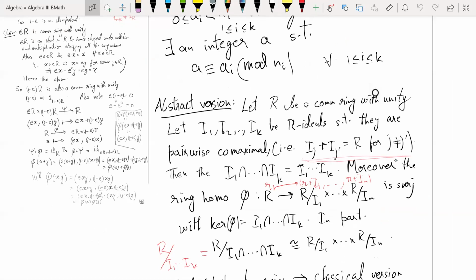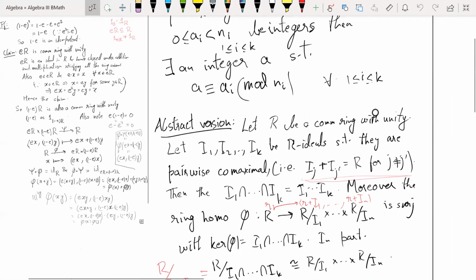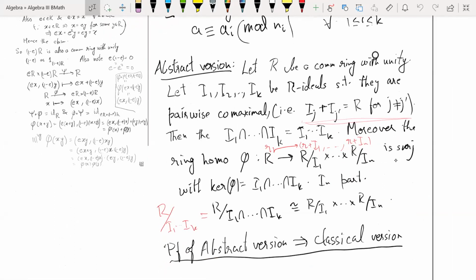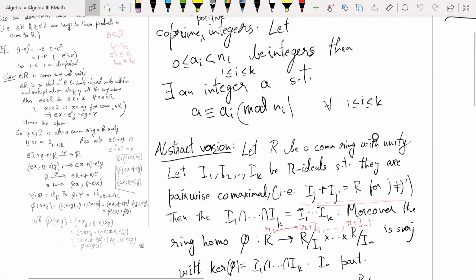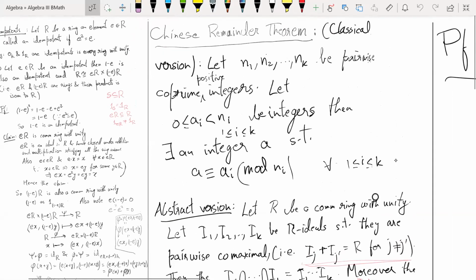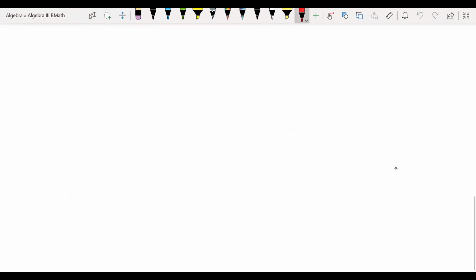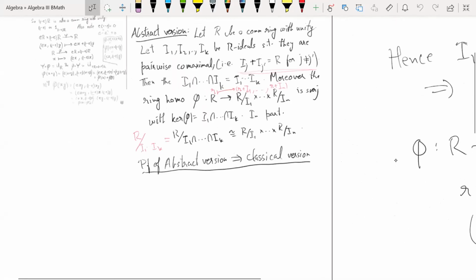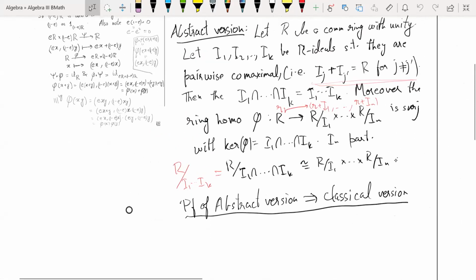Okay, so we saw the statement of the Chinese remainder theorem, both the classical version and the abstract version. First thing, we will show that the abstract version implies the classical version. I haven't written it down, but this is straightforward. Here, of course, the ring has to be Z. So assume the abstract version is true.